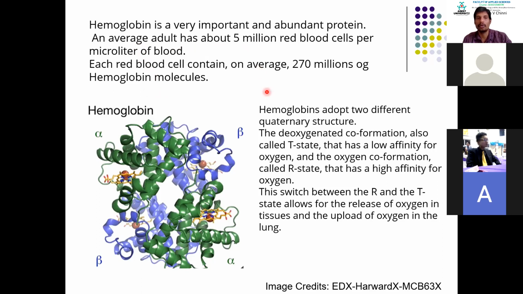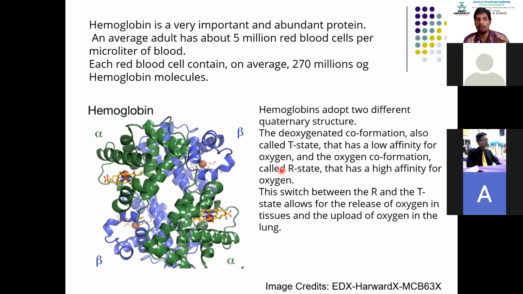So that many millions of hemoglobins are there. This hemoglobin, if you see the structure, the globin part has 4 proteins, 2 alpha chains and 2 beta chains, and they are arranged in such a way as shown in the picture. So hemoglobins adopt two different quaternary structures. There are two quaternary structures, a slight variation will be there. One is called the T state, another one is called the R state.